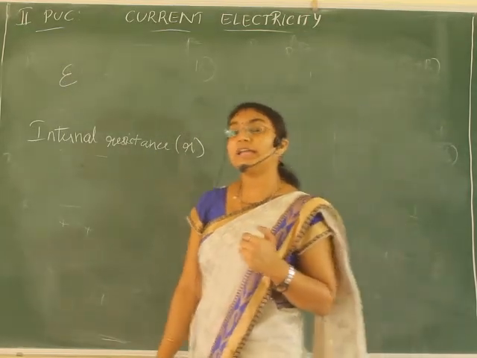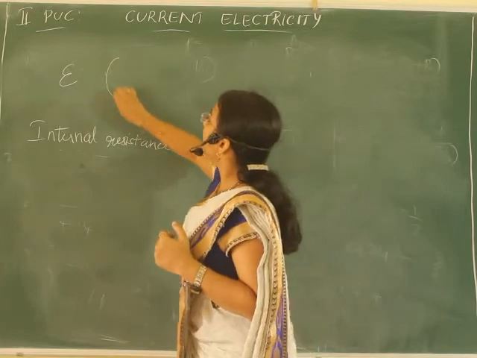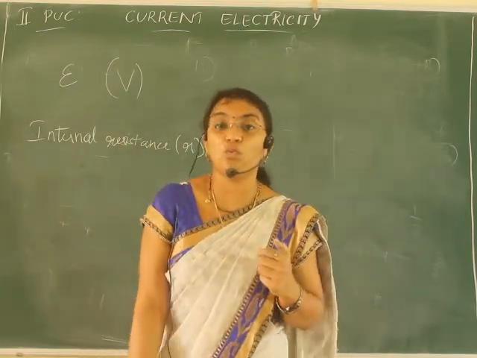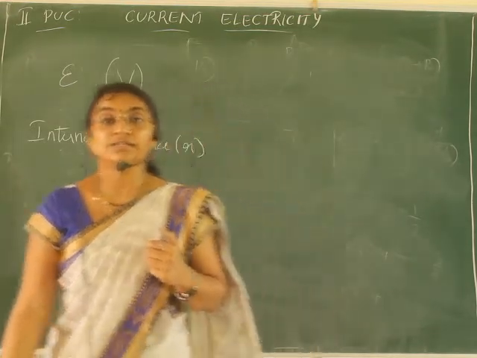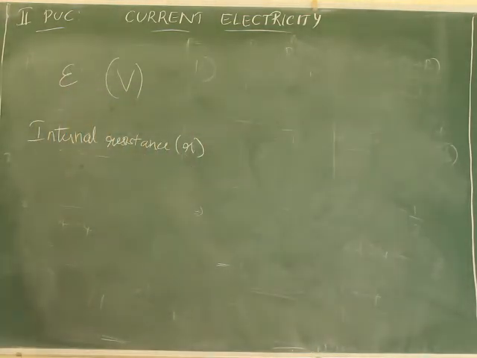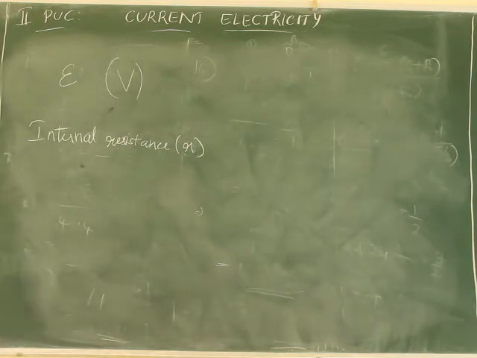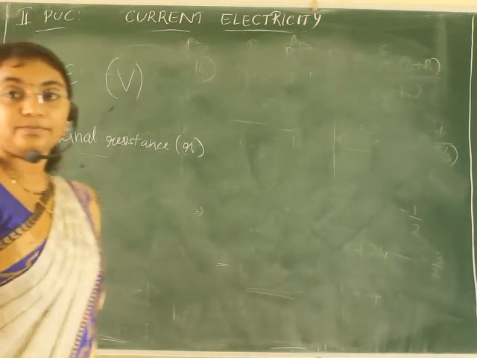We spoke about the EMF of the cell. The unit of EMF is volt, since it is a potential difference. Understood? Next, we are going to derive an expression for the current drawn from the cell by an external resistance. That derivation we will do in the next class. Okay? Thank you.